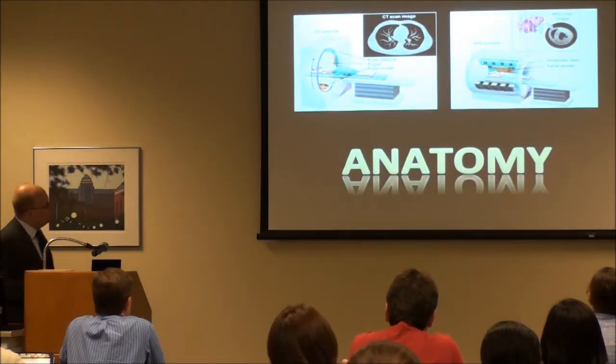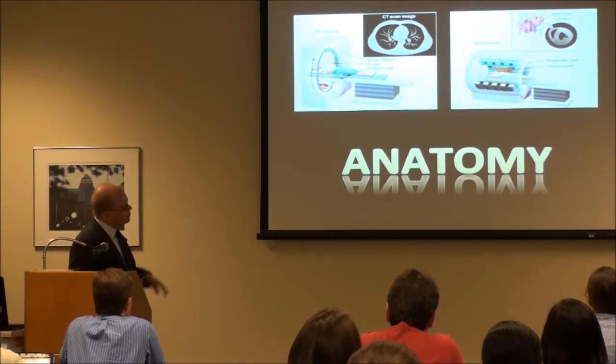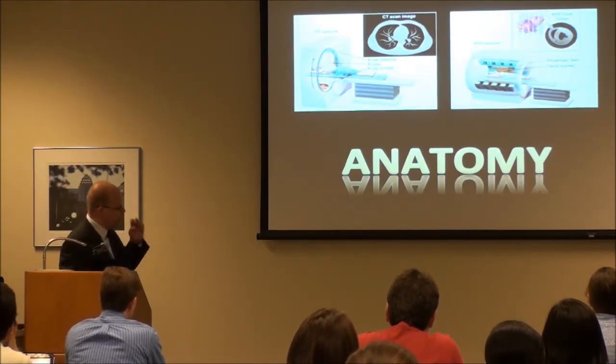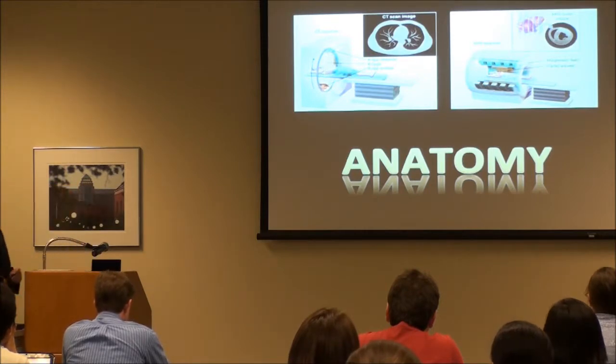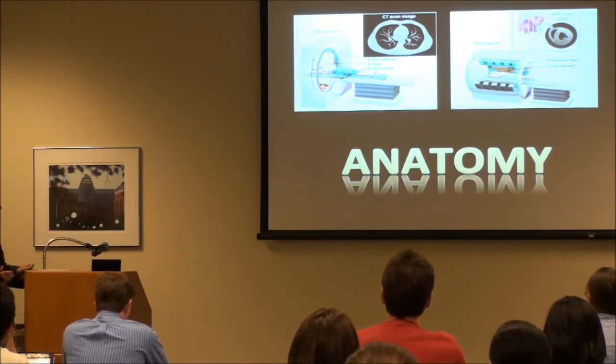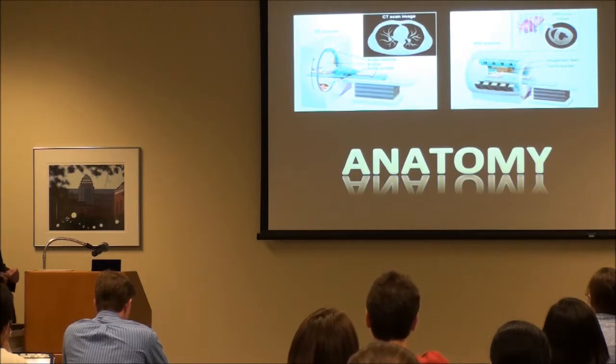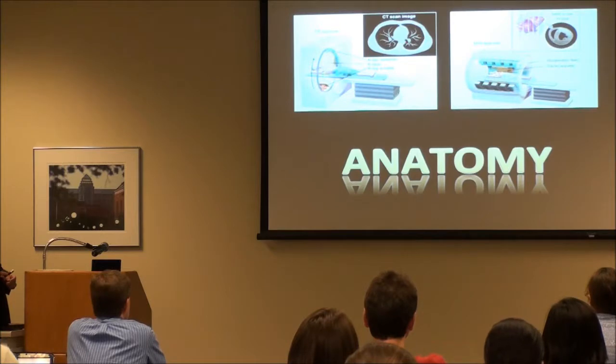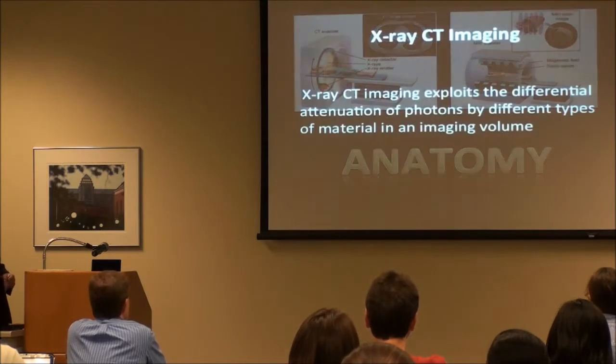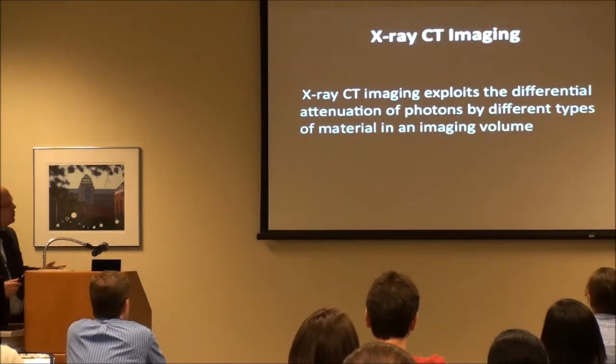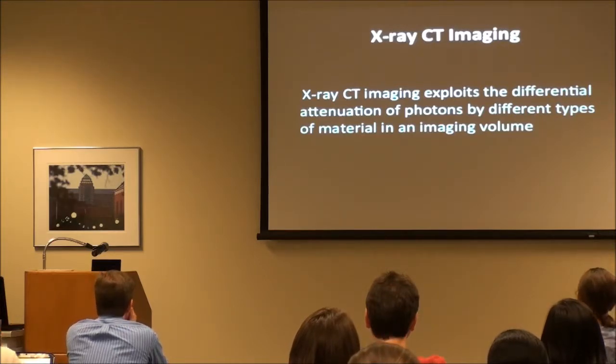So let me go to the anatomy now, because I showed the probes that have been used for studying the function of myocardial angiogenesis. But then what about the anatomy? We have two techniques which we've been using in our studies, computed tomography and also MR imaging. Let me concentrate more on X-ray CT imaging, which I'm using in my studies. X-ray CT imaging exploits the differential attenuation of photons by different types of material in an imaging volume.